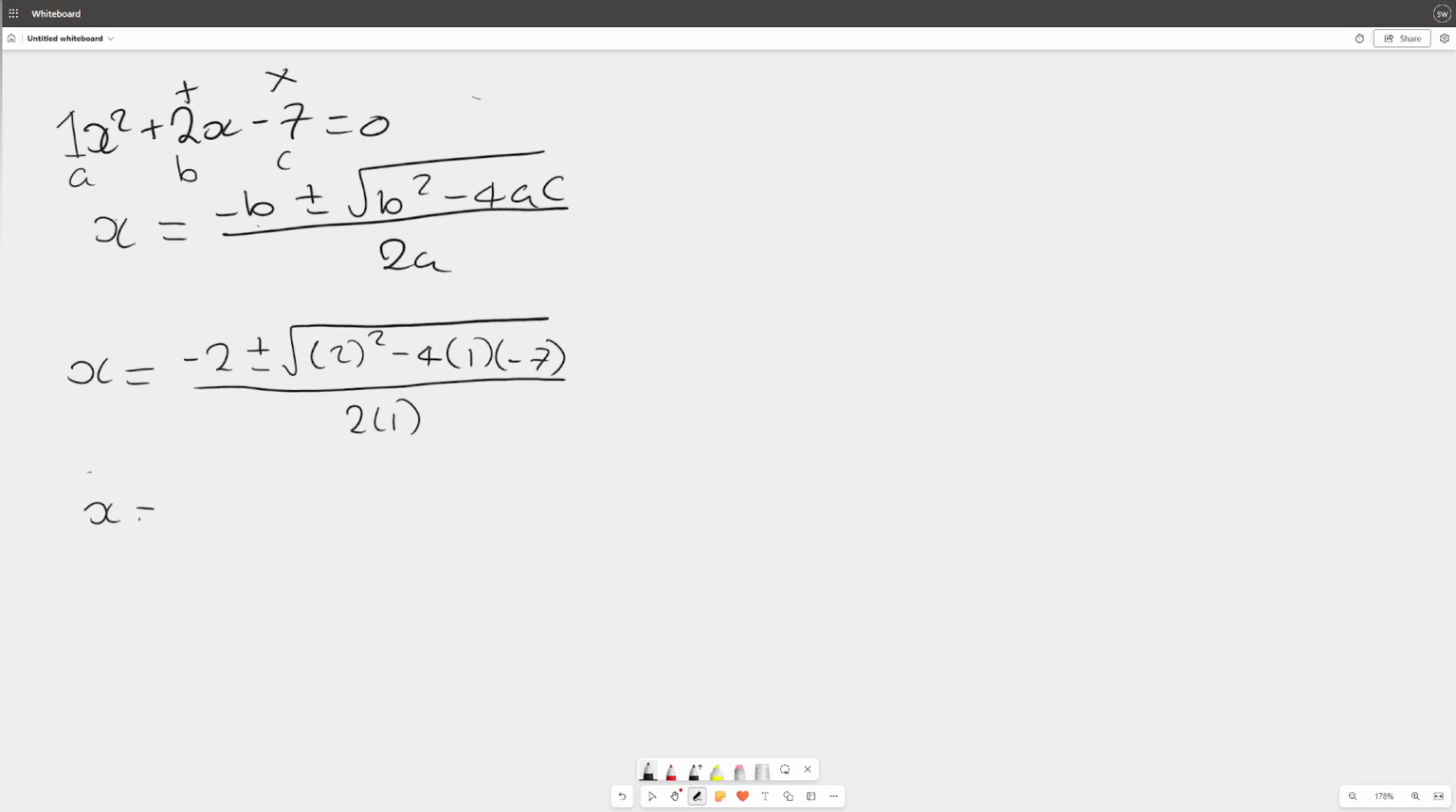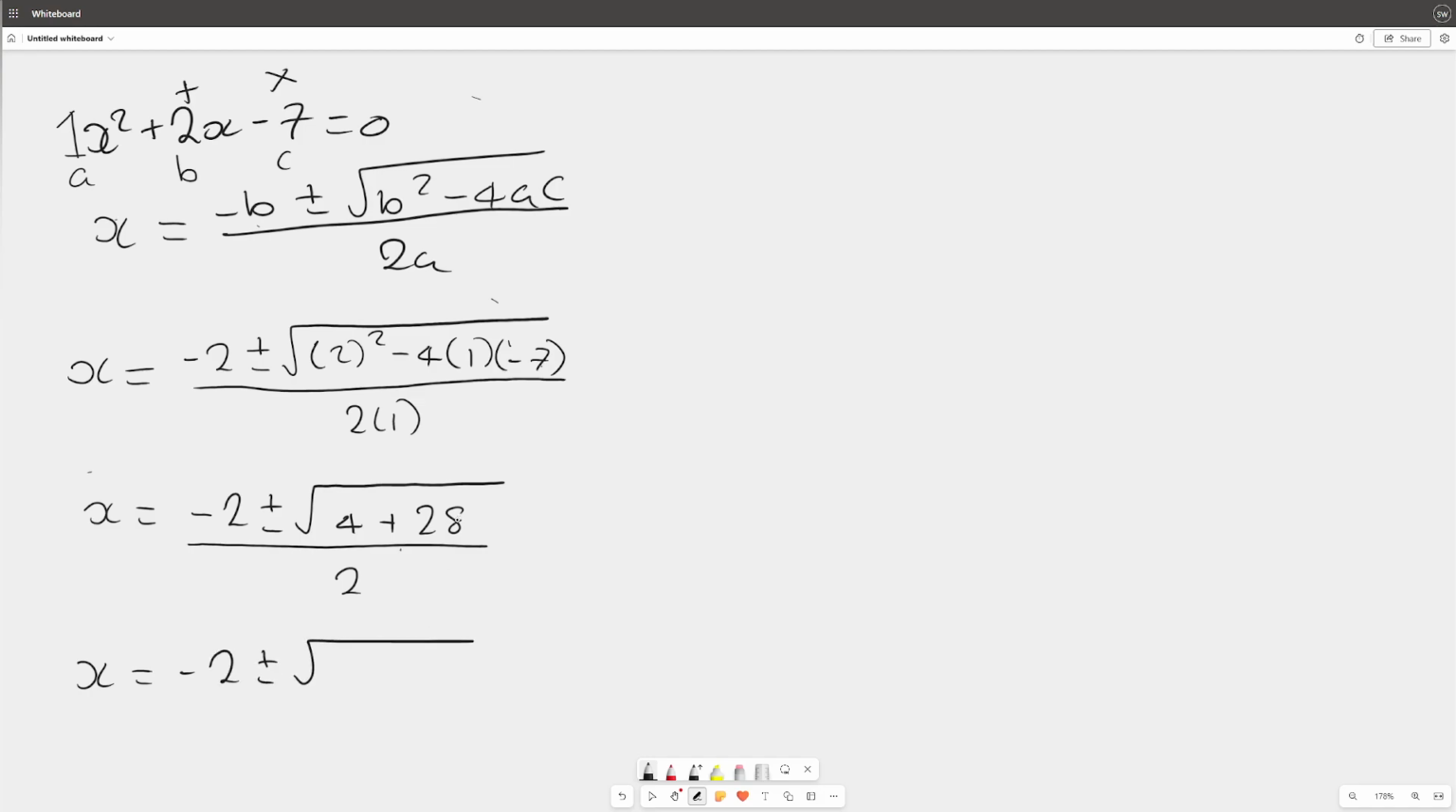We can then simplify this. So we have -2 plus or minus the square root of 2 squared is 4, and then we're going to subtract 4 multiplied by 7, which is 28, and we have a minus and a minus, so this is going to be plus 28, and this is all over 2. So we can simplify again. So we have -2 plus or minus the square root of 28 plus 4, which is 32, and again this is going to be all over 2, and now you have to think about simplifying this.